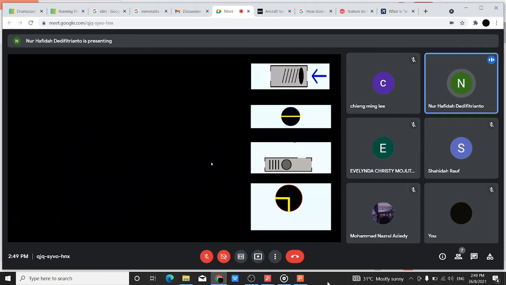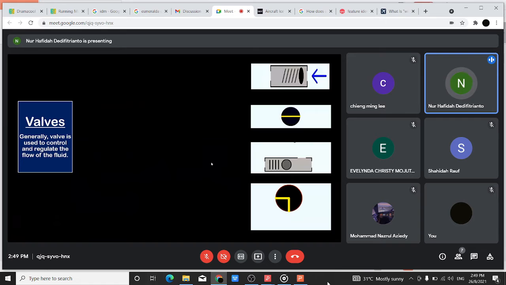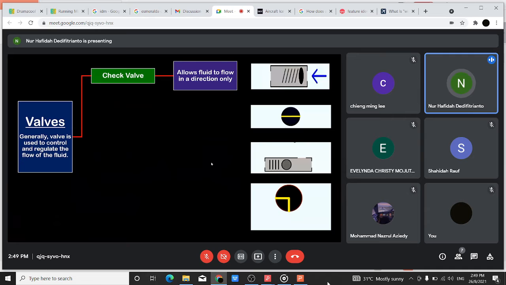Next, we will proceed with the components. Like I mentioned before, there are several types of valves involved, but generally valves function to control and regulate the flow of the fluid. The first one we'll see is the check valve. The check valve allows fluid to flow in one direction only, so that if the fluid comes in through here and wants to go in reverse, this valve will block it so that there is no reverse movement of the fluid.